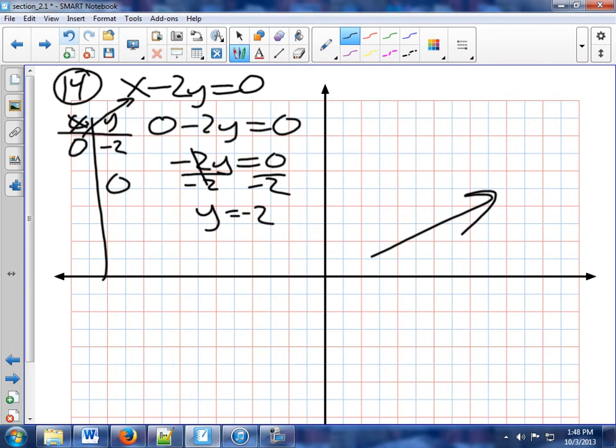Why did you put -2 then? Because that's the Y value. When I put 0 in for X, Y equals negative 2. But 0 divided by -2 is 0. Oh.